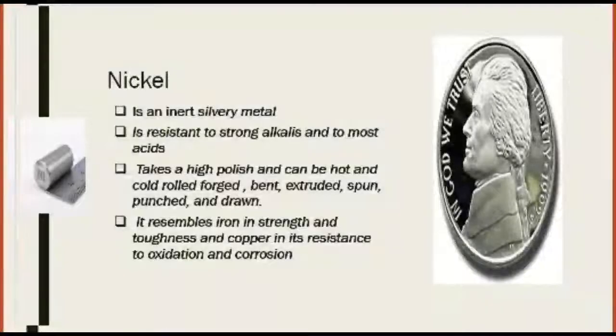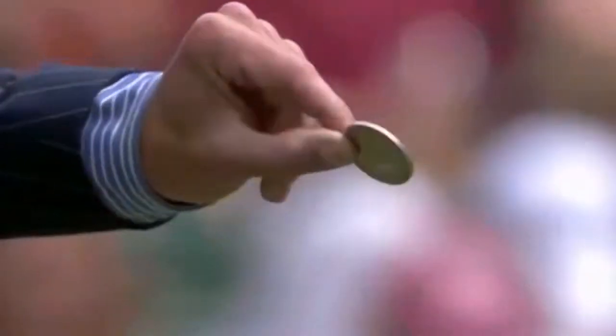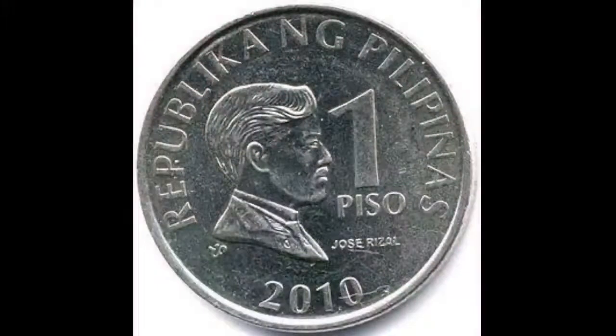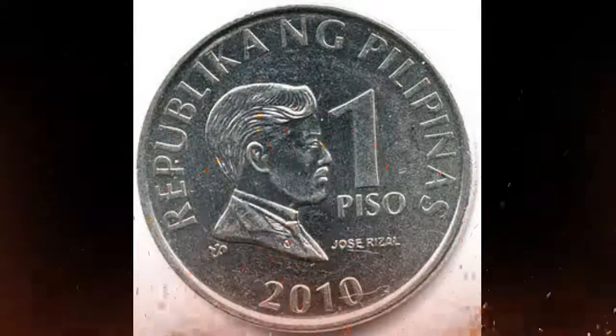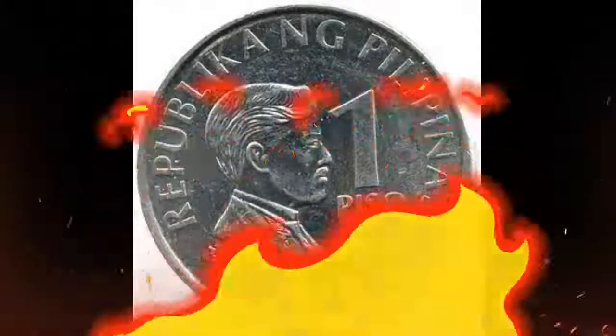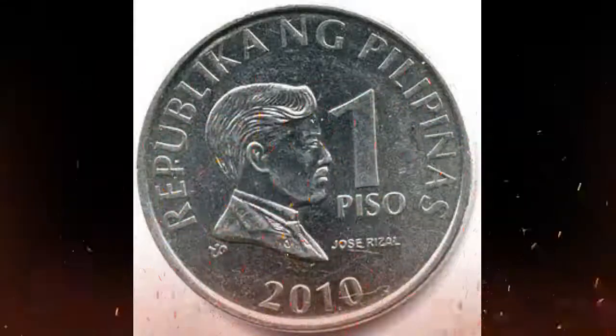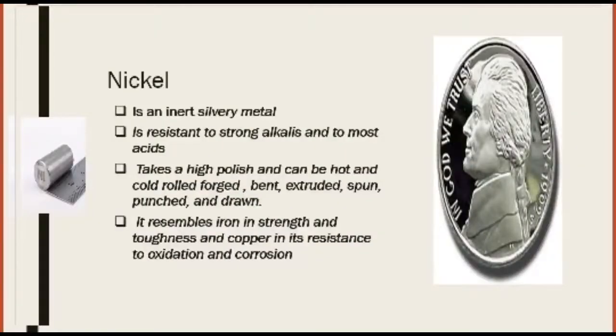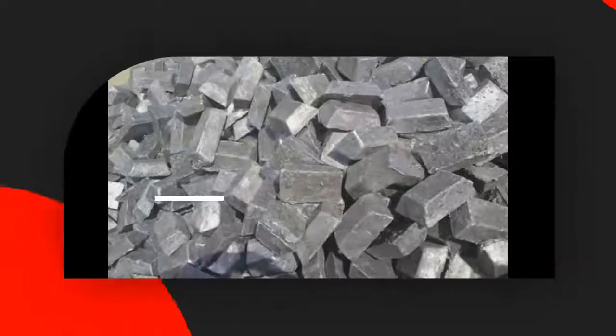Another one is nickel. Nickel is an inert silvery metal. It is resistant to strong alkalis and to most acids. In our daily lives, we usually use nickel in the form of a 1 peso coin. If you notice, it doesn't corrode easily because it has the ability to withstand high heat. Nickel also minimizes corrosion, allowing the metal to be used for several decades without replacement.